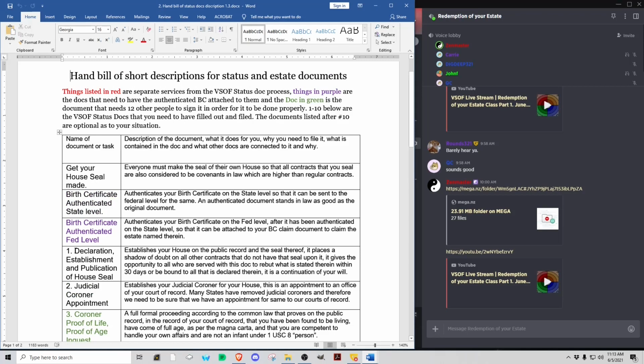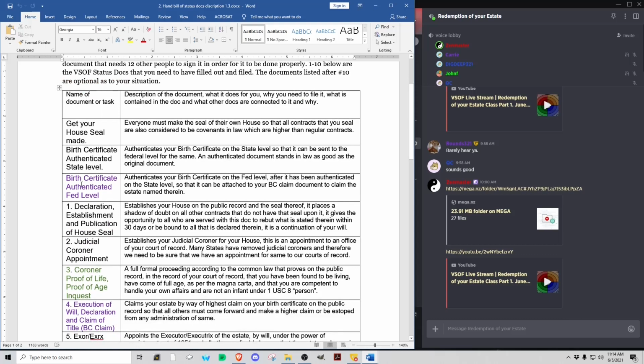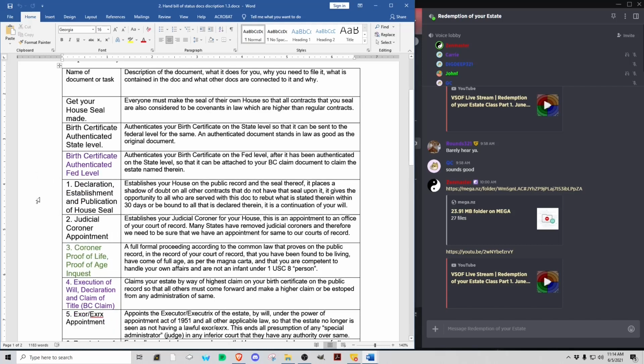All right, so these things are a little bit color-coded. The purple ones are the docs that need to have the authenticated birth certificate attached to them. The document in green is the one that needs to have 12 other people sign in order for it to be done properly. So 1 through 10 below are the Vocational Science of Freedom status docs that you need to have filled out. And the documents listed after number 10 are optional as to your situation. So we've got the name of the document down here in the left column, and in the right column is the description of the document, what it does for you, why you need to fill it out and file it, what is contained in the document, and what other docs are connected to it and why.